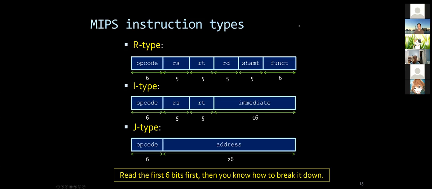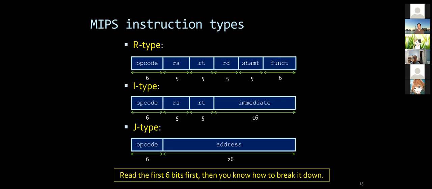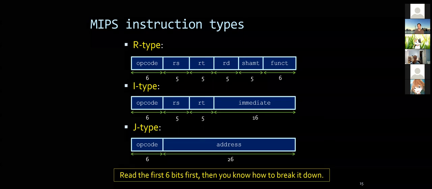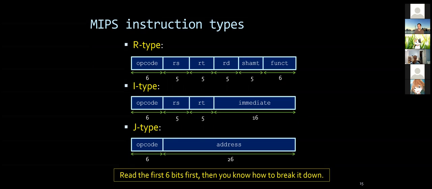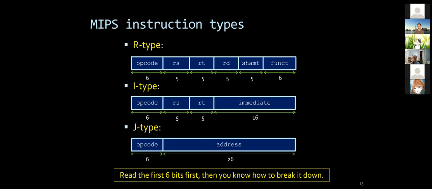Okay, any questions here? Okay. Does anyone understand how to figure out which instruction you have, R type, I type versus J type? So the question to you: how do I know that something is an R type instruction?